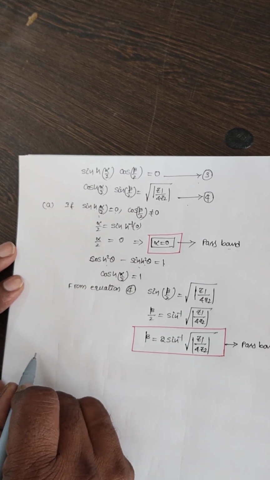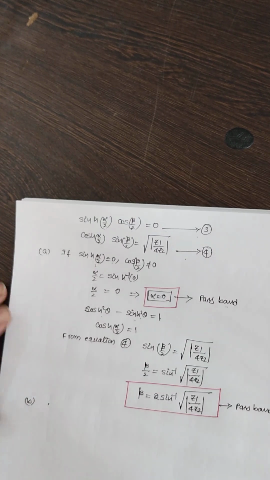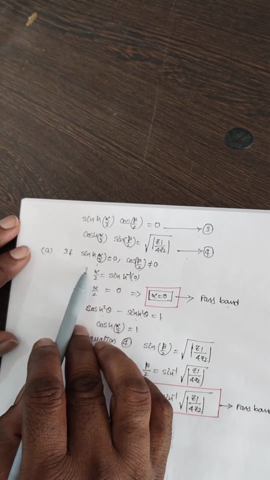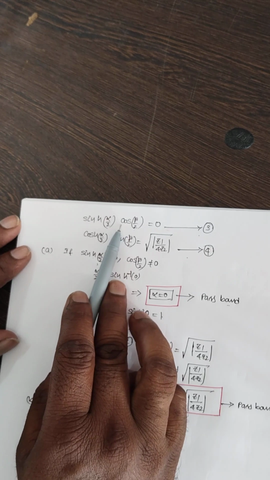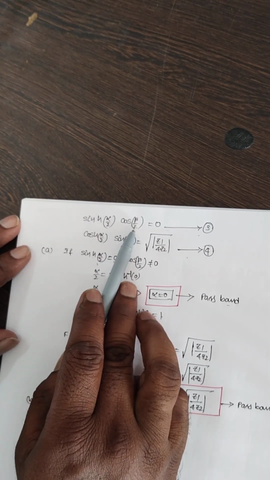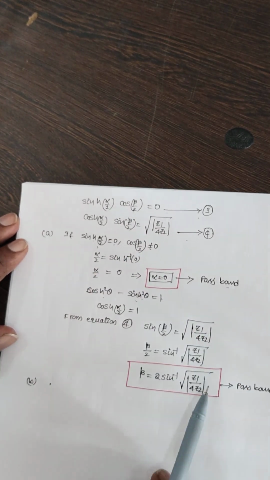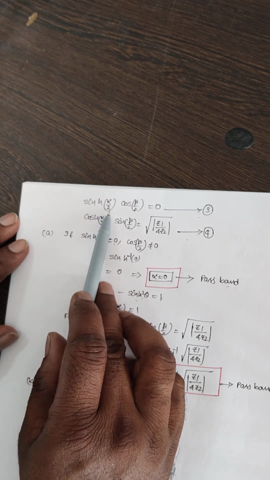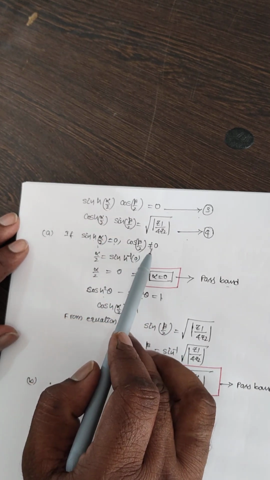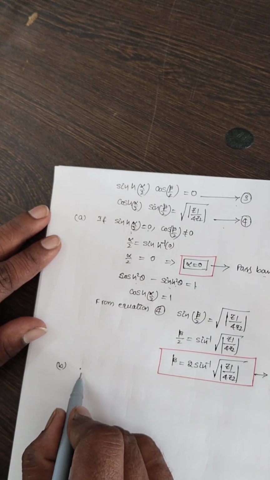Next, B. Instead of making sinh(α/2) equal to 0 in this expression, if cos(β/2) is equal to 0, there may be chances of that happening. In the first case I made sinh(α/2) equal to 0, with cos(β/2) not equal to 0.